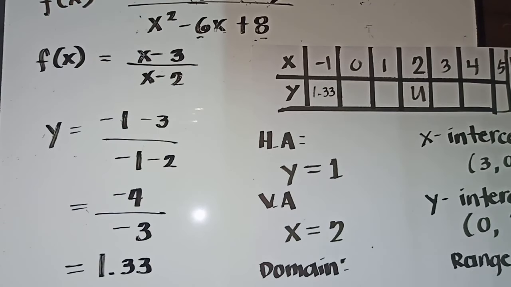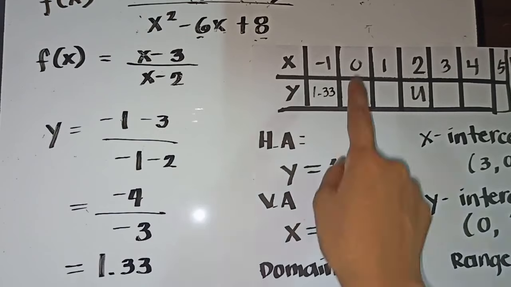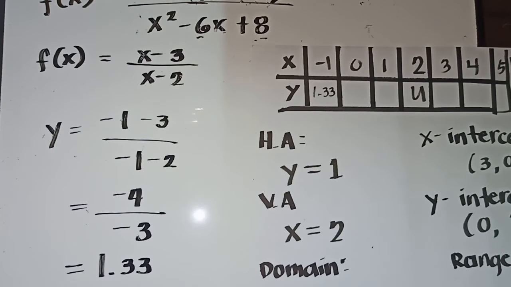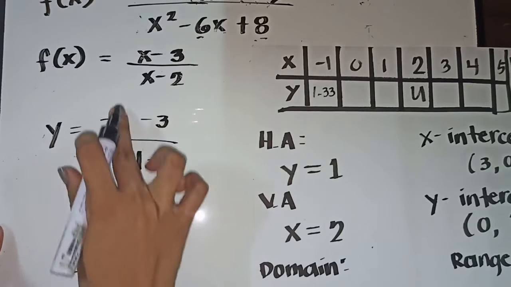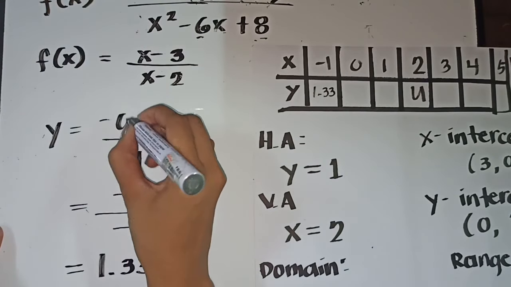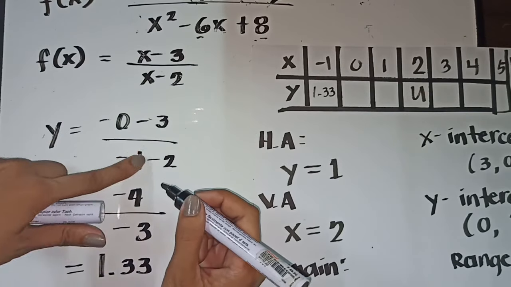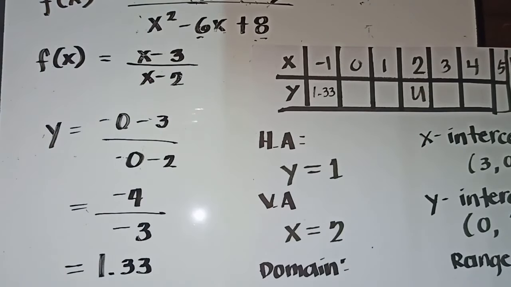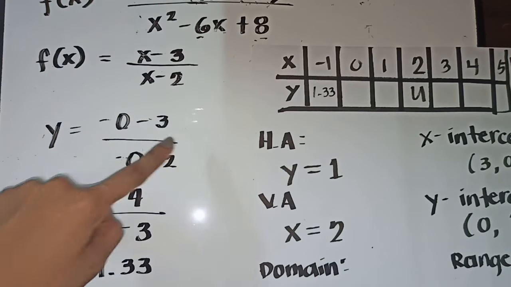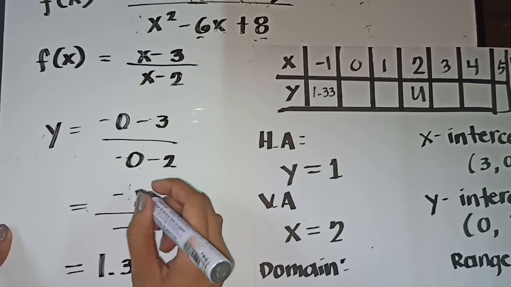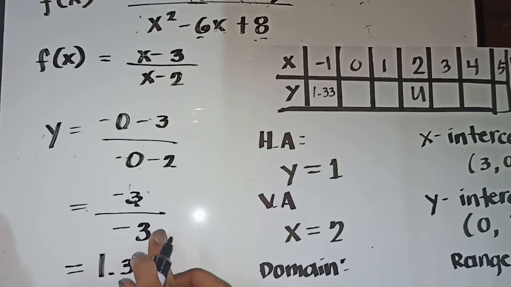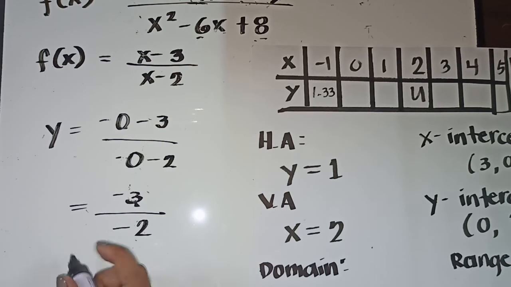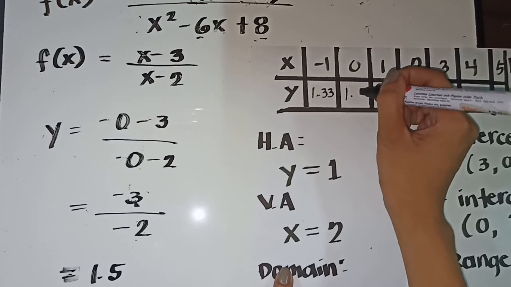Okay, so next. What will be the value of our y if x is equal to 0? So again, just substitute the value of x. So that will become 0 minus 3 over 0 minus 2. Okay, so 0 minus 3 is negative 3 and 0 minus 2 is negative 2. So, negative 3 over negative 2 is equal to positive 1.5. So, the value of our y is 1.5.